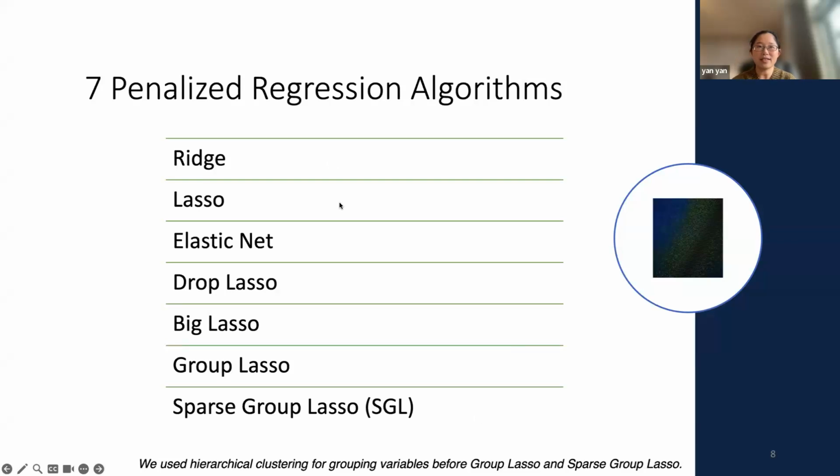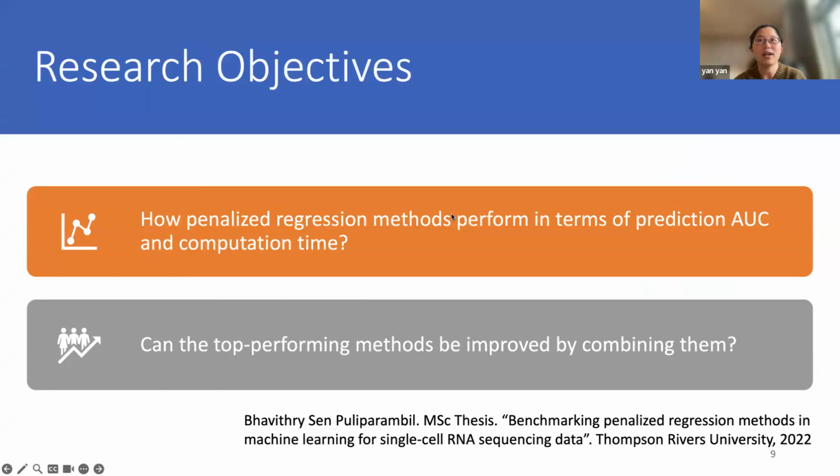So with that, we're trying to do a comparison of different penalized regressions. We have selected 7 different regression models. The last 2, group lasso and sparse group lasso, need additional clustering before being fed into the model. Okay, so that's how we came up with this research topic.